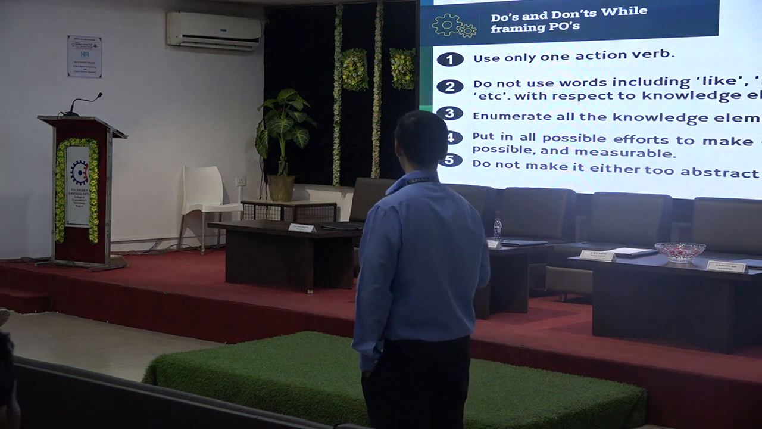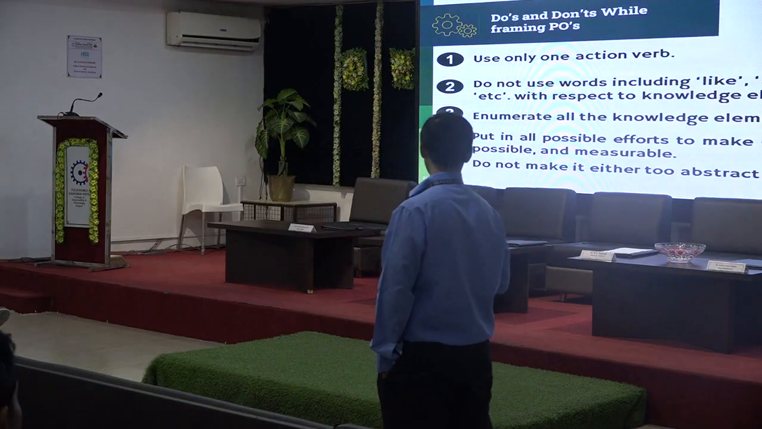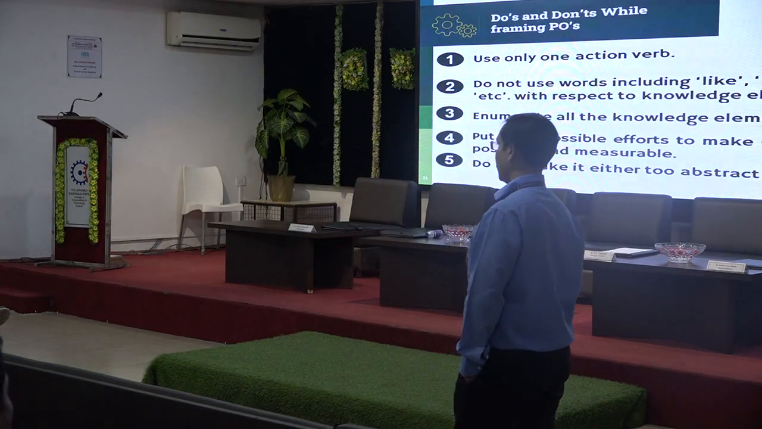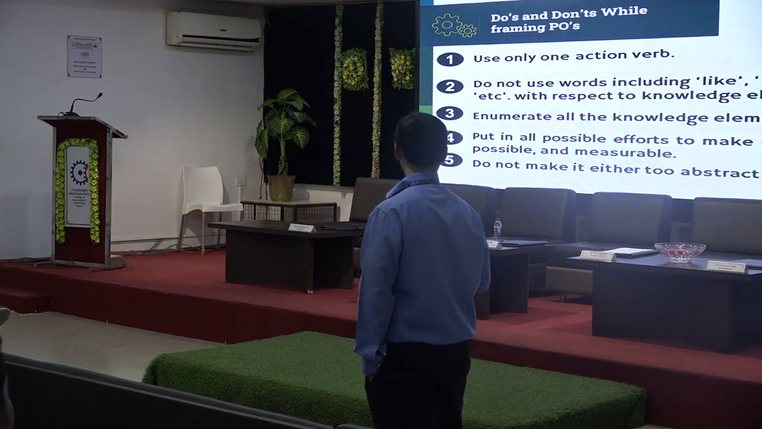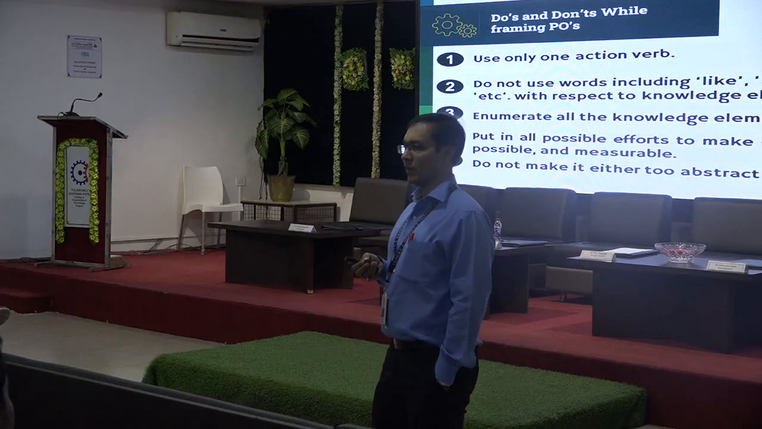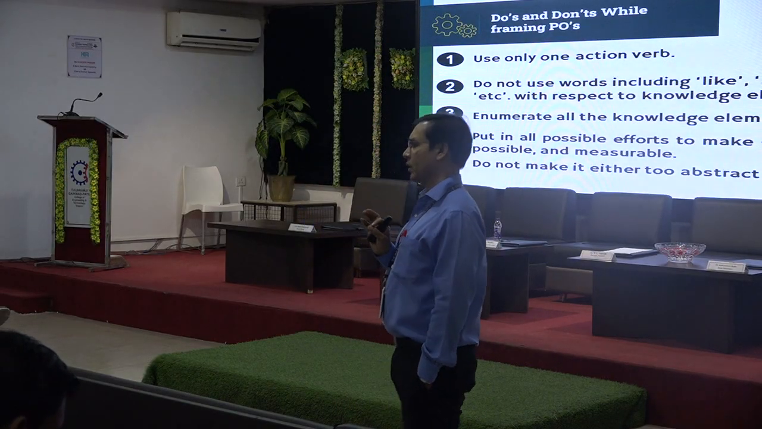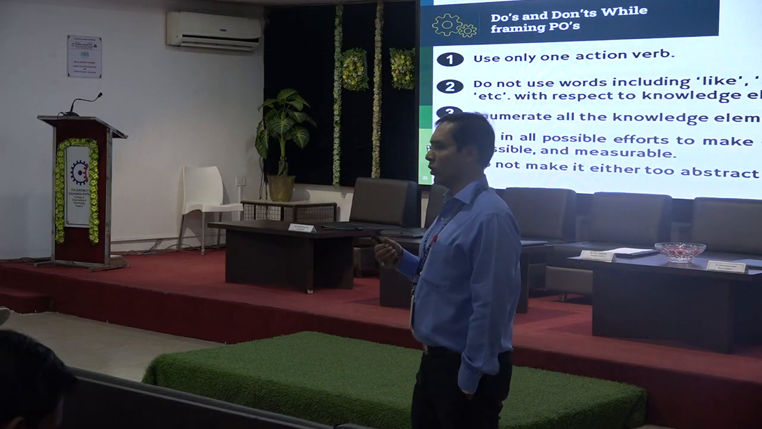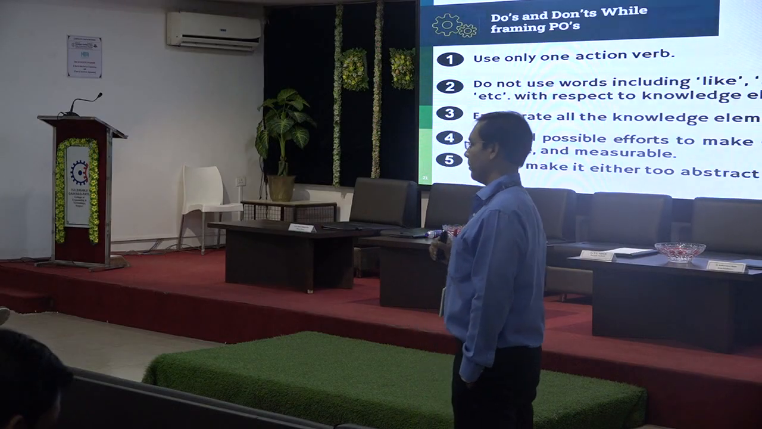And third is enumerate all the knowledge elements, putting all possible efforts to make the CO statement as detailed as possible and measurable, and do not make it either too abstract or too specific. Okay, do not make it very lengthy and also do not make it very short, so that your course outcome itself does not become questionable, like how the course outcomes are framed, right?